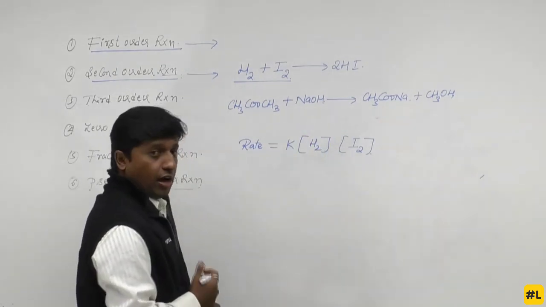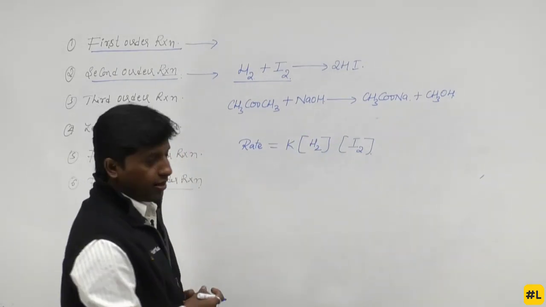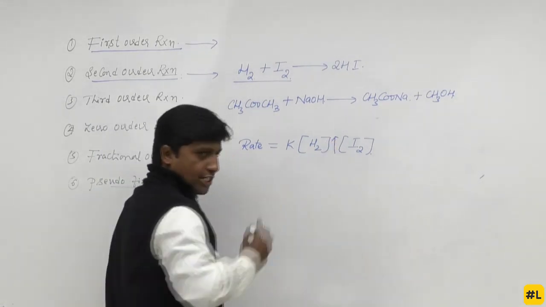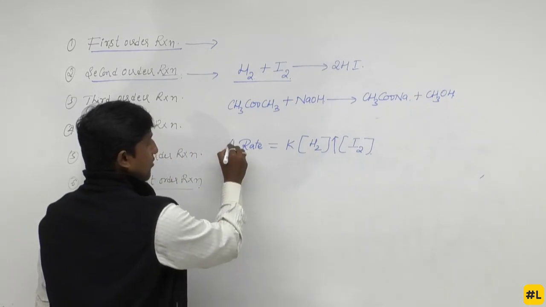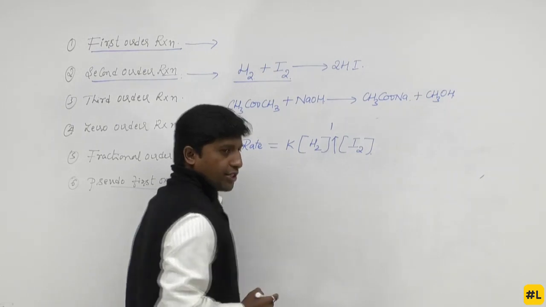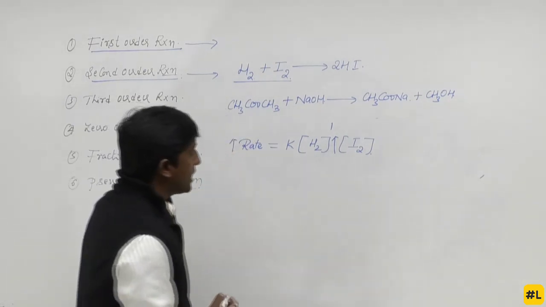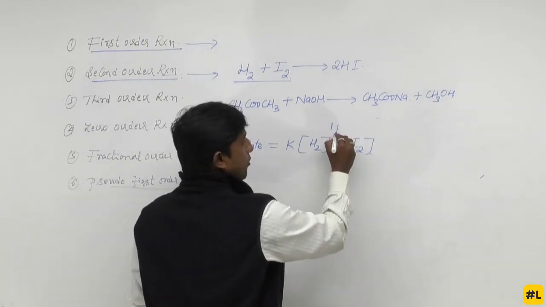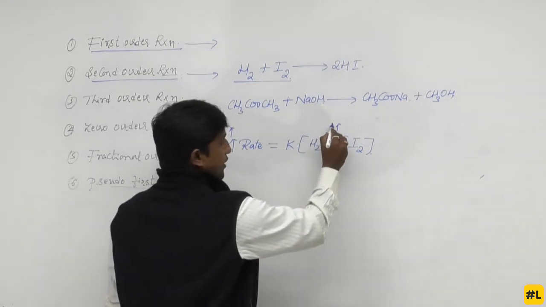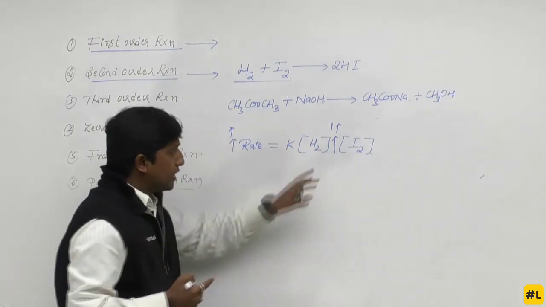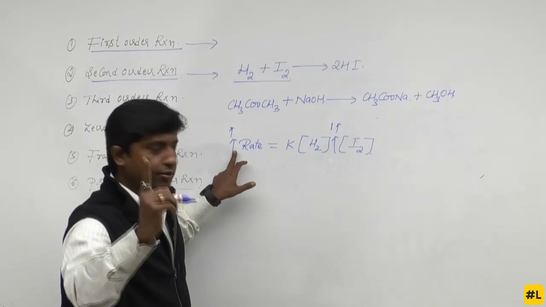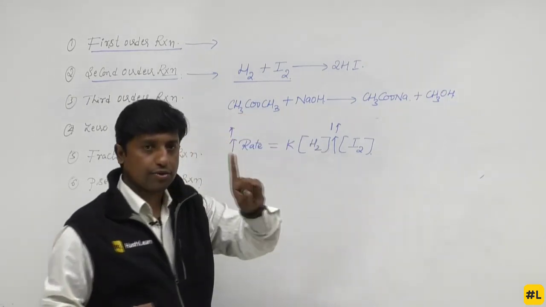Now, let us study whether this is a first order or second order reaction. When we increase the concentration of hydrogen by 1 unit, the rate increases by 1 unit. Hence, the order of the reaction with respect to hydrogen is 1. When I increase the concentration of hydrogen by 1 more unit, again the rate increases by 1 more unit. Hence, the order with respect to hydrogen is 1.